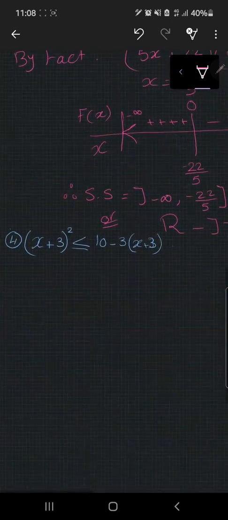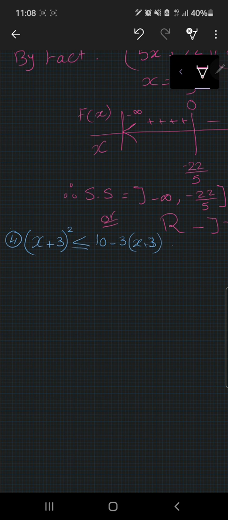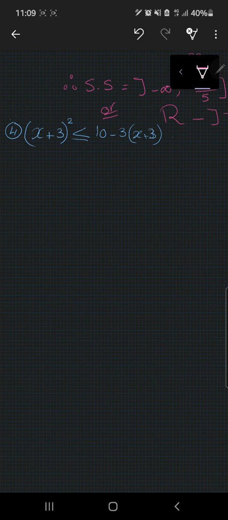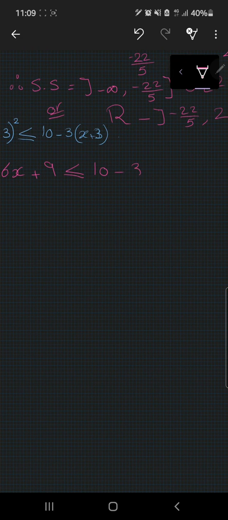Okay, the last one, x plus 3 all squared less than or equal 10 minus 3 times x plus 3. First simplify. x power 2 plus 6x plus 9 less than or equal 10 minus 3x minus 9. Negative 3 multiply x and negative 3 multiply 3.